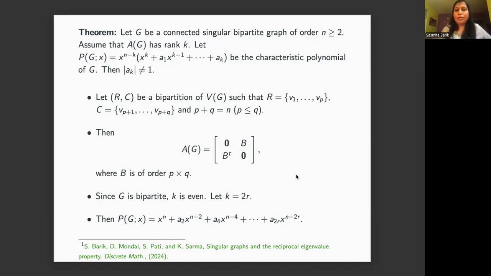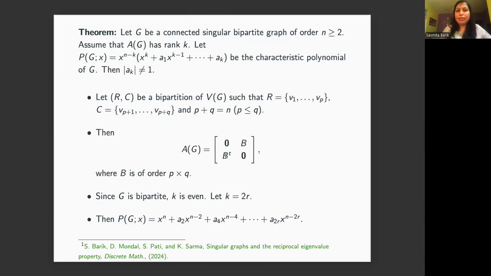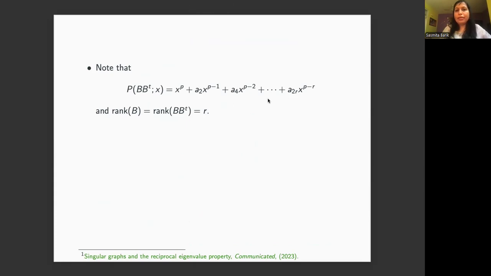Now, this is the characteristic polynomial of AG. If I look at the B transpose matrix, its characteristic polynomial will also take the same form. Observe these are B and B transpose. The characteristic polynomial of AG is of this form. Now I'm taking the B transpose matrix and looking at its characteristic polynomial. This will take this form. And you can observe that the rank of B is the same as the rank of B transpose, that is equal to r. So we looked at this polynomial actually.